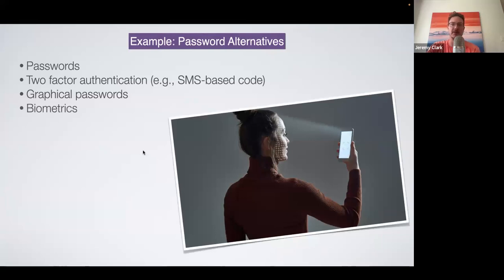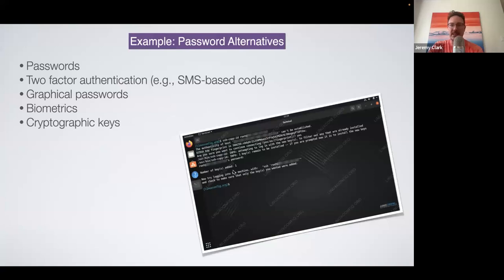Biometrics, we talked about. So it could be fingerprint, iris scan, face scan. Those are, I think, the main three. Cryptographic keys or certificates, that kind of thing.